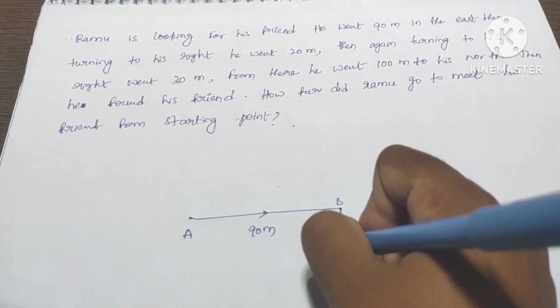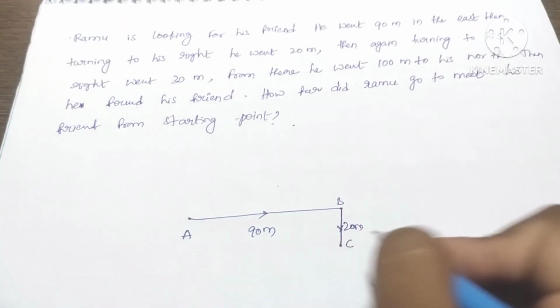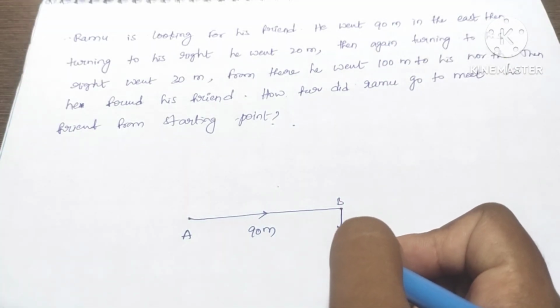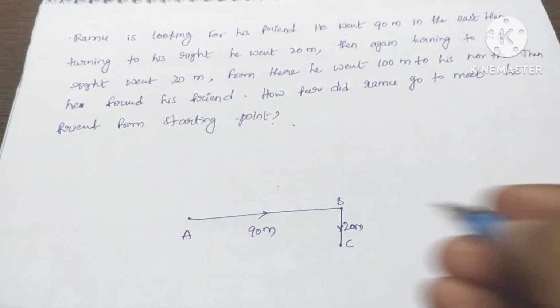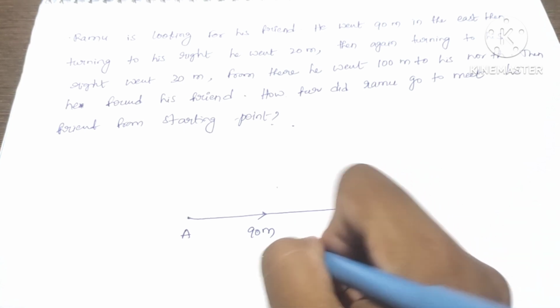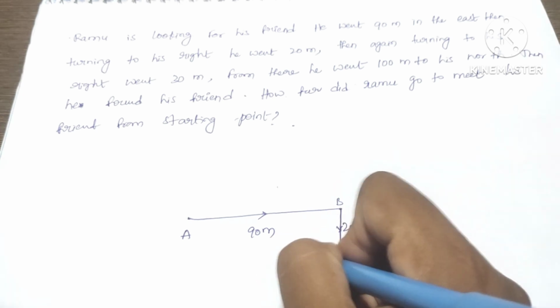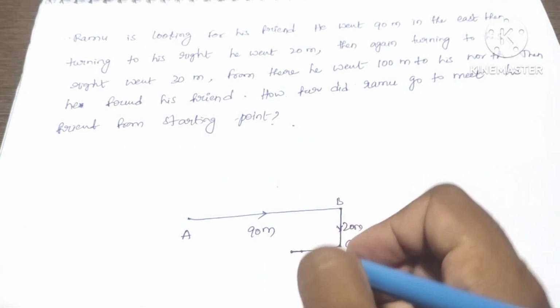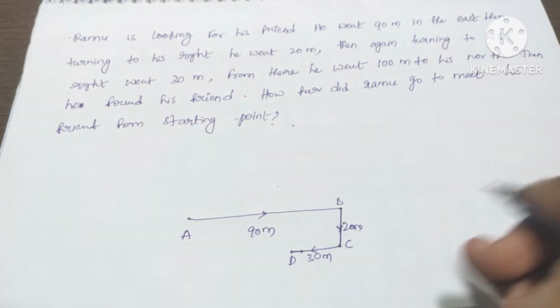Then again turning to his right, he went another 30 meters. Now he is in the south direction. If the person is facing south, his right is our left. Our left is this direction. So he turns right and goes 30 meters. Let's take it as D.